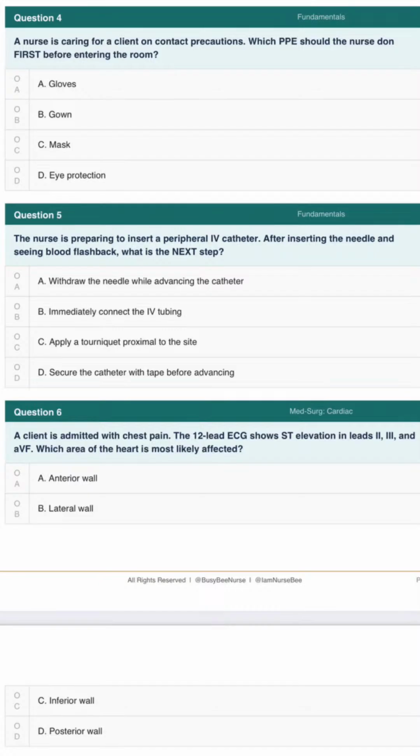Okay? Alright, next question. Number 6. A client is admitted with chest pain. The 12-lead ECG shows ST elevation in leads 2, 3, and aVF. So, which area of the heart is most likely infarcted? Okay, you have A, the anterior wall, B, the lateral wall, then C, the inferior wall, and then D, the posterior wall.